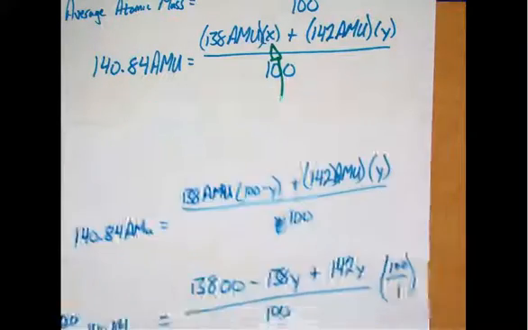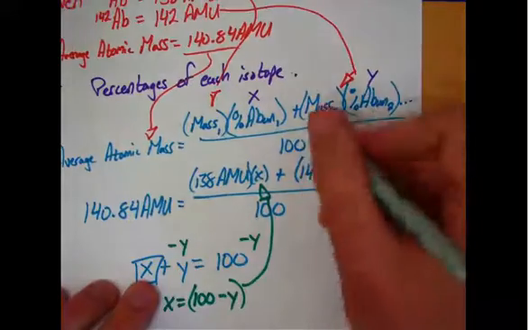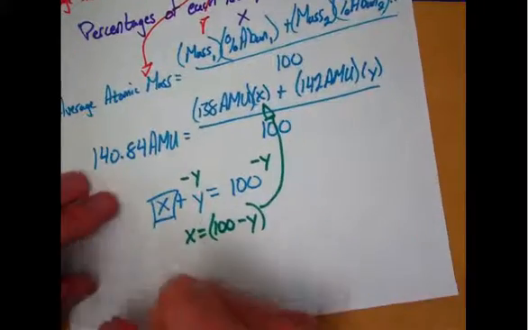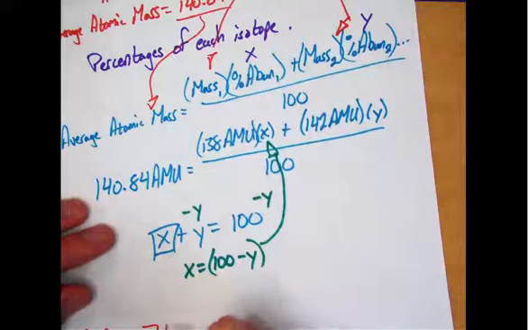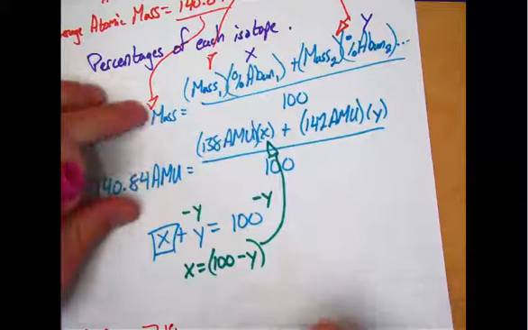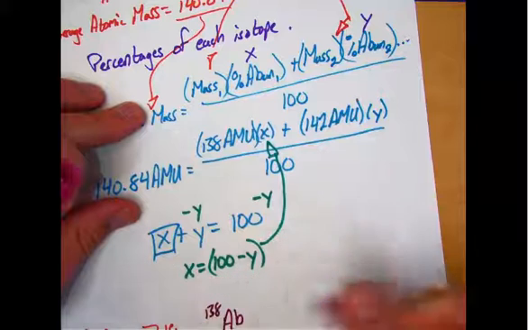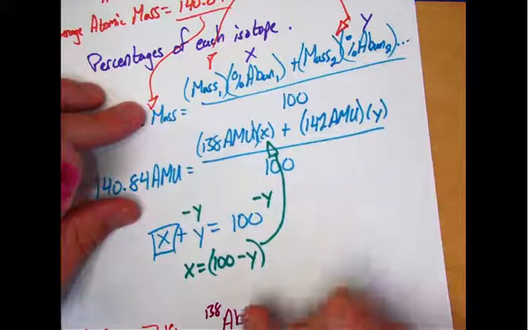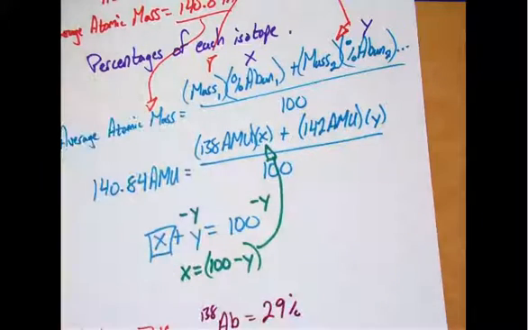So as of right now, we know that y, which is our AB-142, equals 71%. And now we'll also know that our x, which should be AB-138, should be 29%, because 71 plus 29 equals 100.